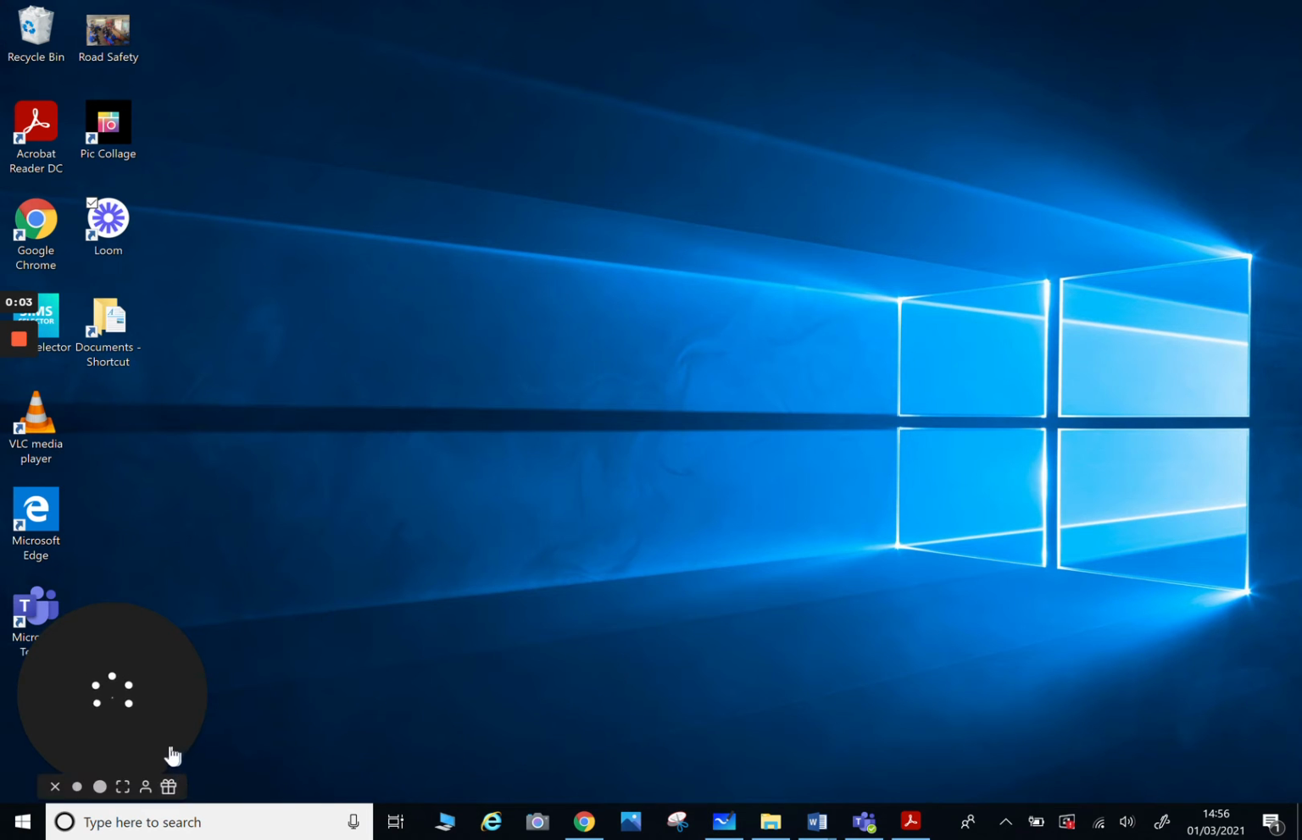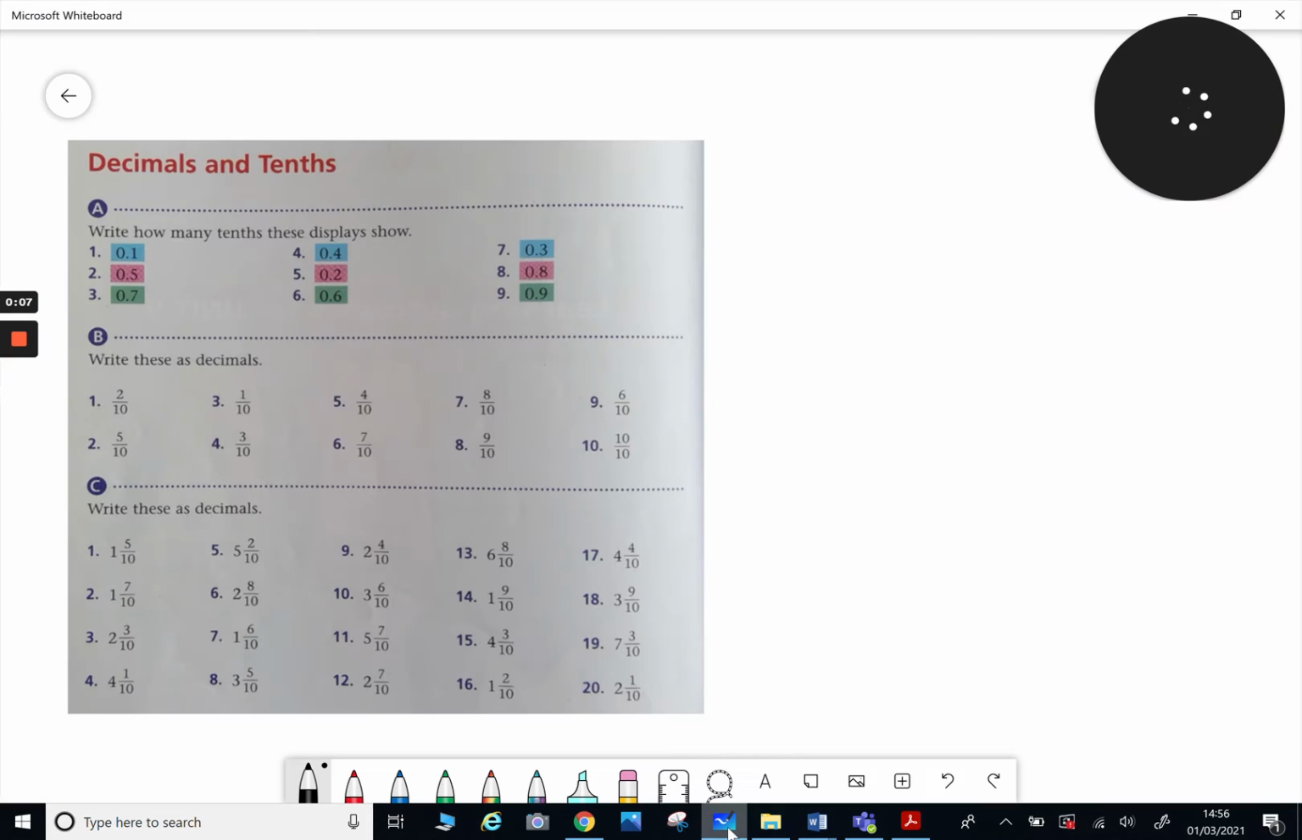For now, I'd like to just take you through today's maths. We're going to have another look at decimals and tenths, which we haven't looked at for quite a while now. First of all, if we look at part A, it says write how many tenths these displays show. Let's just remind ourselves what we've got here.